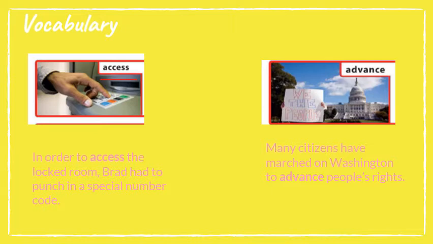The second word is advance. Advance. Many citizens have marched on Washington to advance people's rights. So when you want something to make progress, to improve, we say to advance. Advance means to improve or to make progress, to move forward. So here people, in order to improve human or people's rights, marched on Washington. Washington is the capital of the USA.